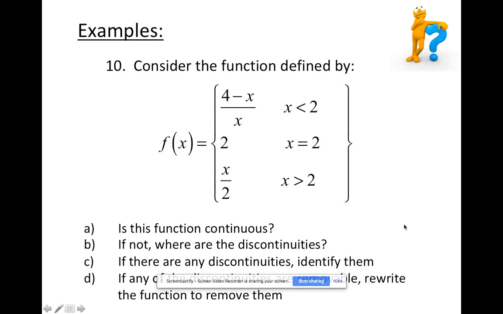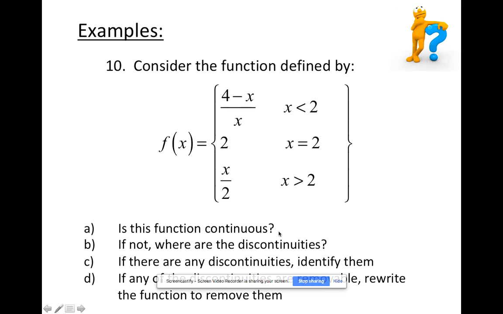Okay, here's sort of a culminating question. Take a look at this: is this function continuous or not? We can see that each one of these by themselves would definitely be continuous, but we've got to check what happens at 2. So when we put 2 in this one, we have 4 minus 2 divided by 2, which is a 1. And 2 divided by 2 is a 1. So the limit as it's coming in from the left and from the right is 1, but the actual point at f of 2 is 2. So we've got a problem. We definitely have a hole.